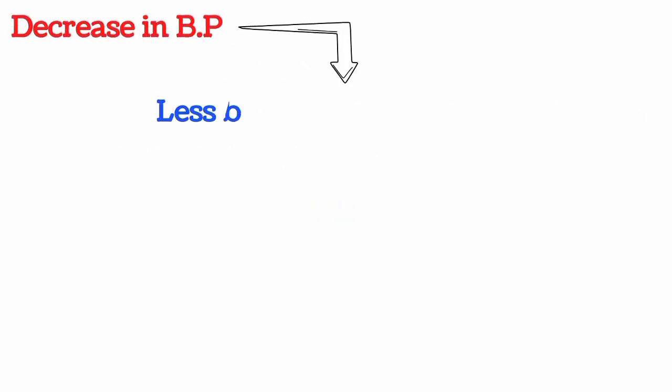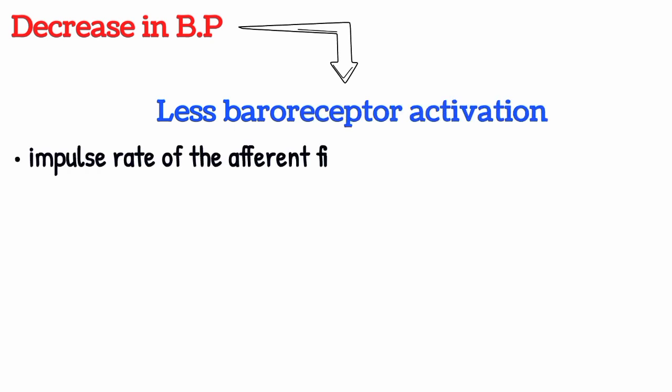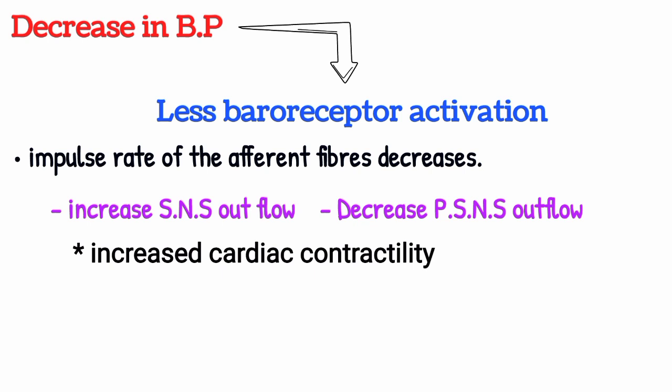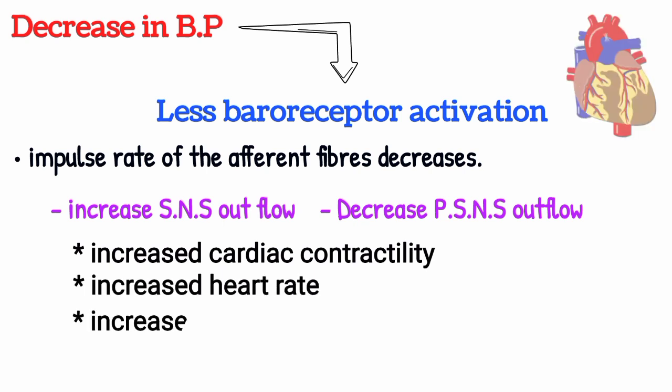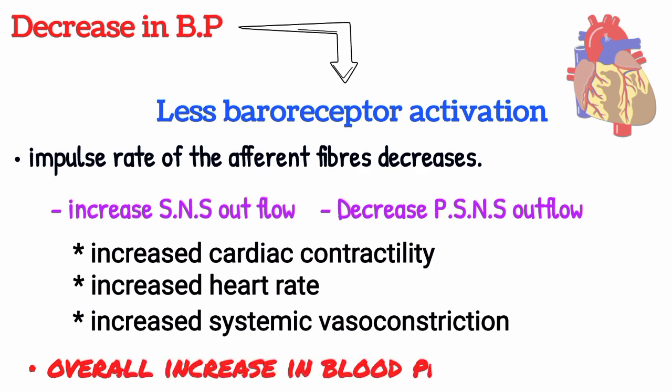Conversely, when blood pressure decreases, there is less baroreceptor activation, which means the impulse rate of the afferent fibers decreases, causing the cardiovascular center to increase sympathetic nervous system outflow and decrease parasympathetic nervous system outflow. The net effect of this is increased cardiac contractility, increased heart rate and increased systemic vasoconstriction, causing an overall increase in blood pressure.